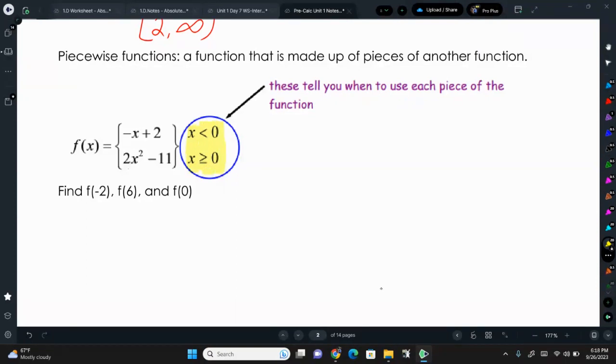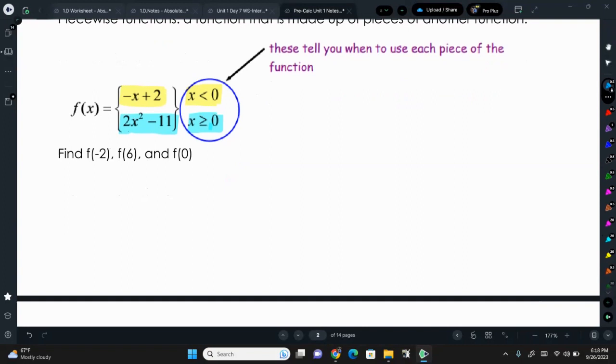So if my x values are less than 0, I use the top one because it says here x is less than 0. I would use that top one. If x is greater than or equal to 0, I would use this bottom function. So to find f of negative 2, well, negative 2 is smaller than 0, so I'm going to use the yellow function. So negative x, negative, and x is negative 2, plus 2. Well, negative negative 2 is positive 2, plus 2 is 4.